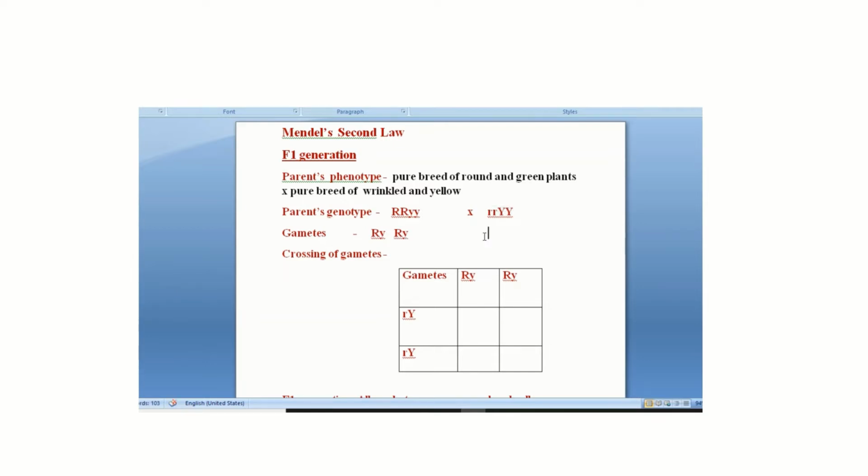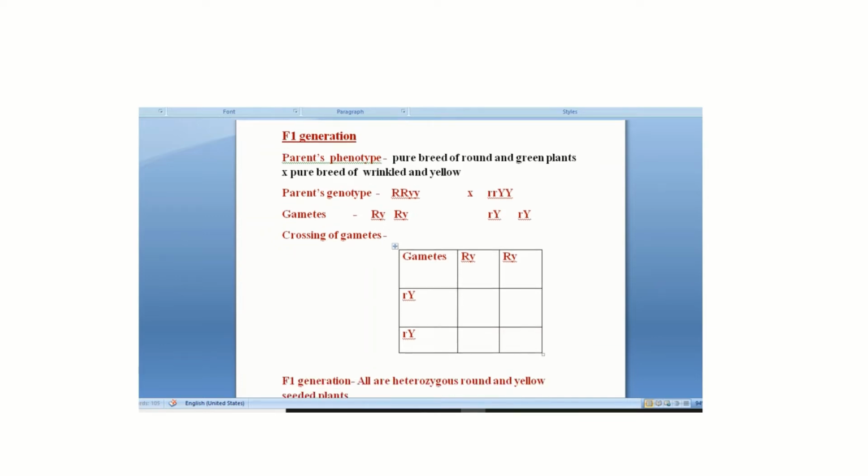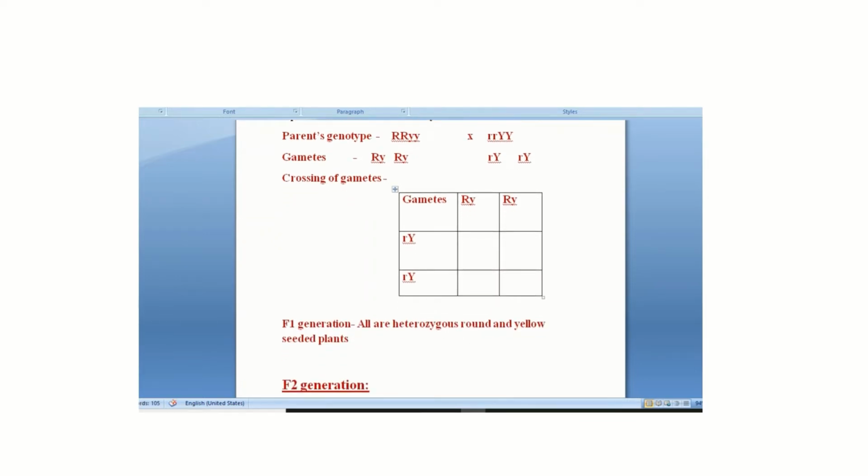Same case with the next parent also. So for the next parent, what will you write? It is wrinkled and yellow forming one gamete, and again wrinkled and yellow forming the second gamete. In this way, now the two parents' gametes are ready. Now I have already put them in the Punnett square, as you can see here. So now we need to solve them, cross them.